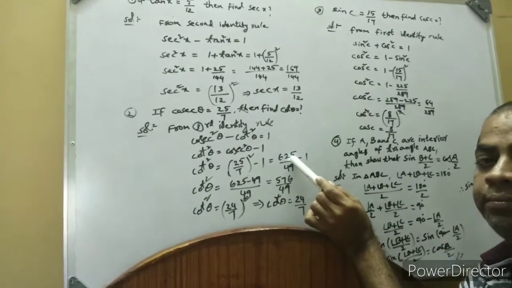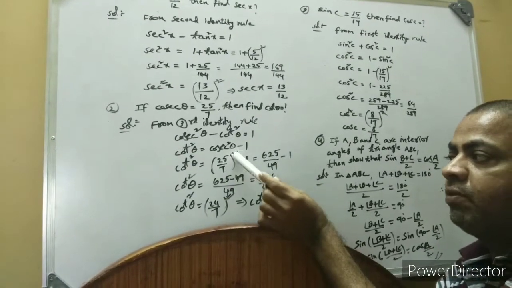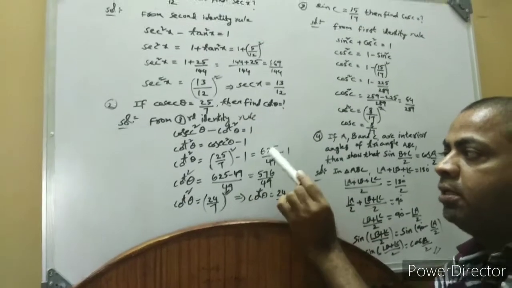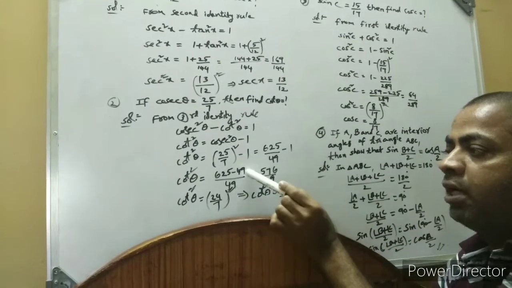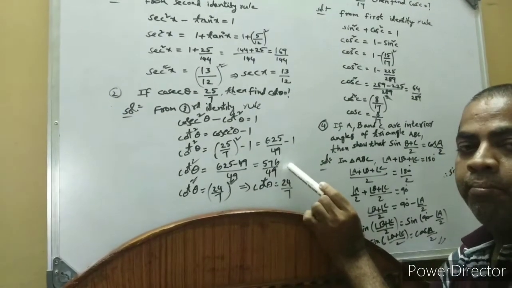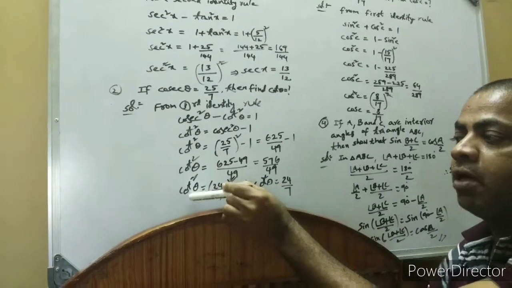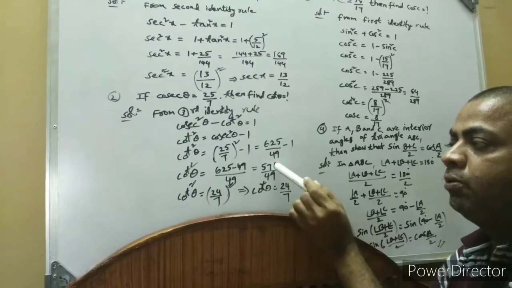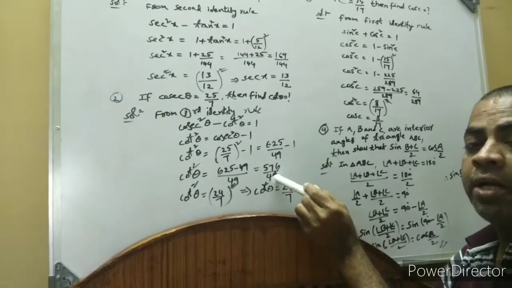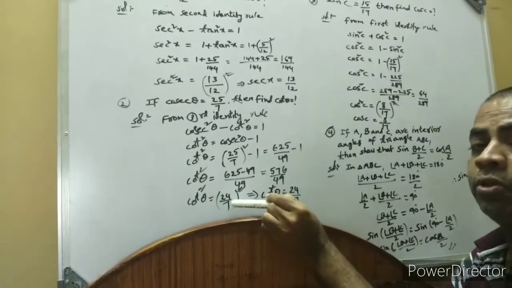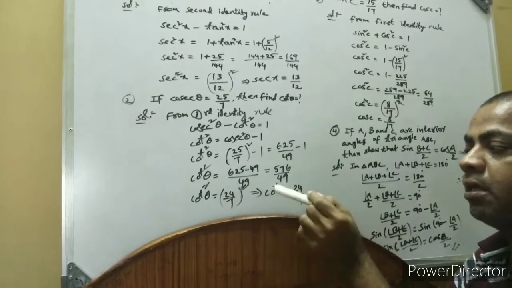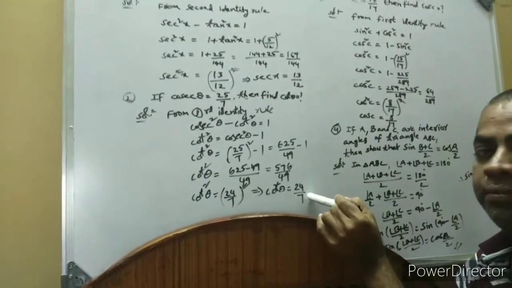25 square is 625. 7 whole square is 49, minus 1. Then take the LCM. LCM is 49. 625, 49 by 49. 625 minus 49 is 576 by 49. This is exactly equal to cot square theta is equal to 576, which you write as 24 whole square, and 49 you write as 7 whole square. So for both I am keeping whole square form, 24 by 7 whole square. Square and square get cancelled. Cot theta is equal to 24 by 7.